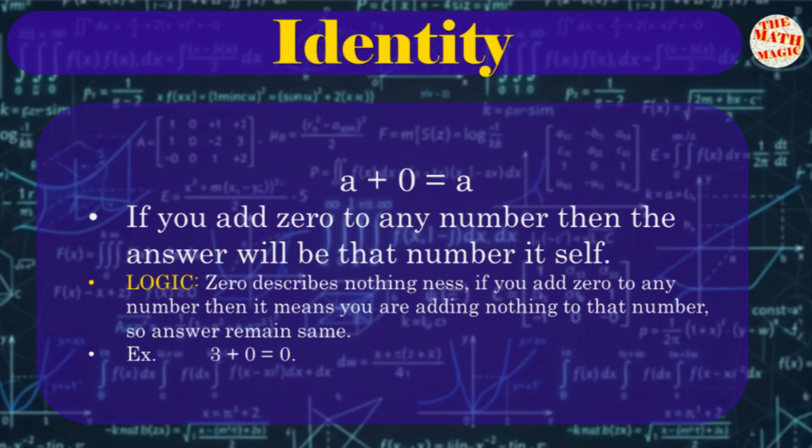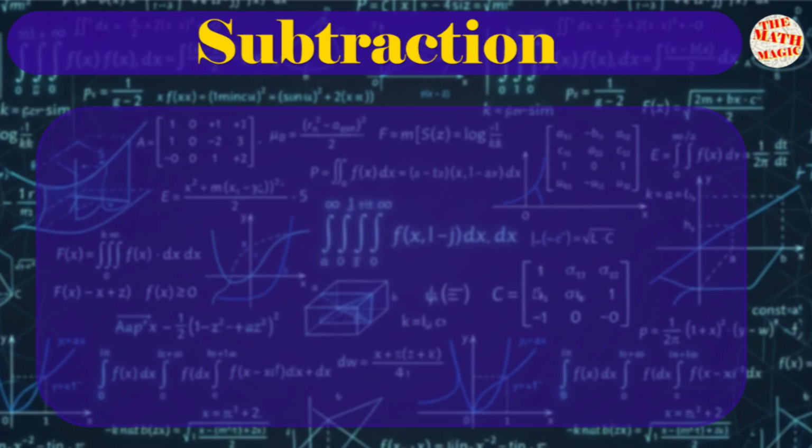The identity property of addition tells us that if we add 0 to any number, then the answer will be that number itself. Its logic is simple: 0 describes nothingness, so it doesn't contribute in addition. An example is shown here.